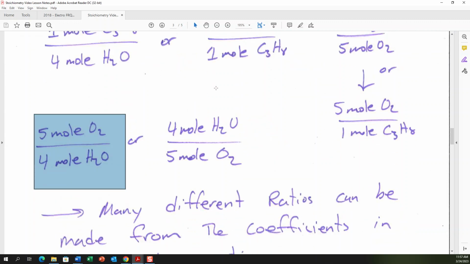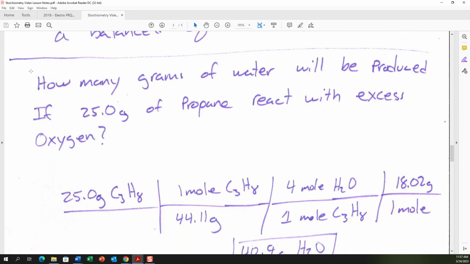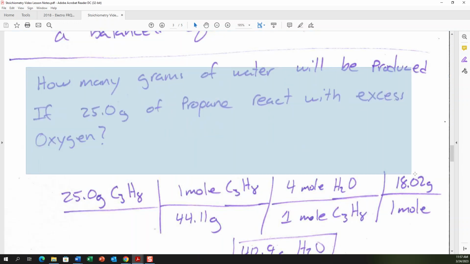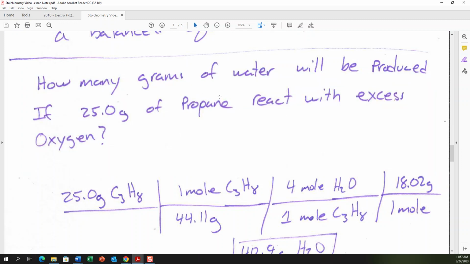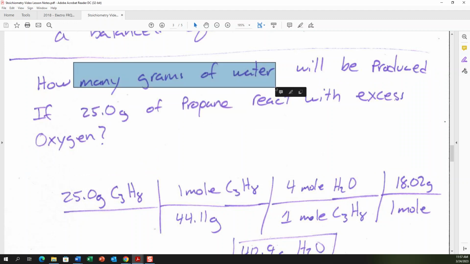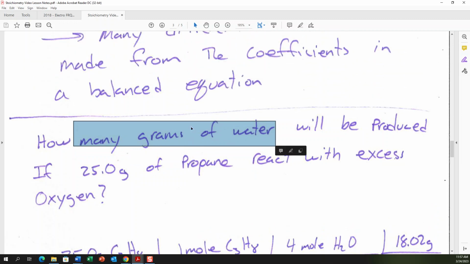All right. So let's look at a reaction stoichiometry problem. It's asking how many grams of water will be produced if 25 grams of propane react with excess oxygen. So a couple things I want to point out here. The first thing is, how do I know this is a stoichiometry problem? Remember, you're given the amount of one thing, you're trying to find the amount of something else. So here, we're given grams of propane, C3H8, but it's asking for grams of water. Given the amount of one thing, asked for the amount of something else, stoichiometry, all right? That's what I'm doing, okay?